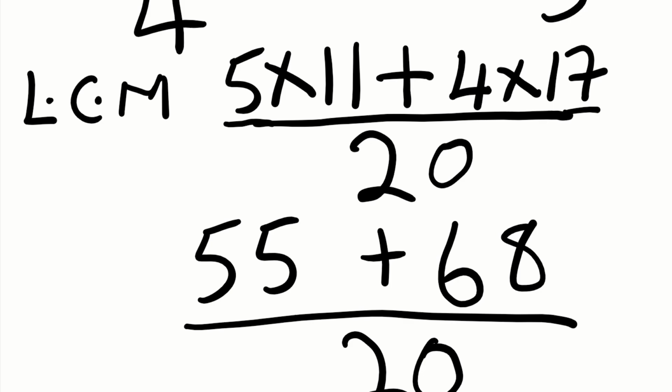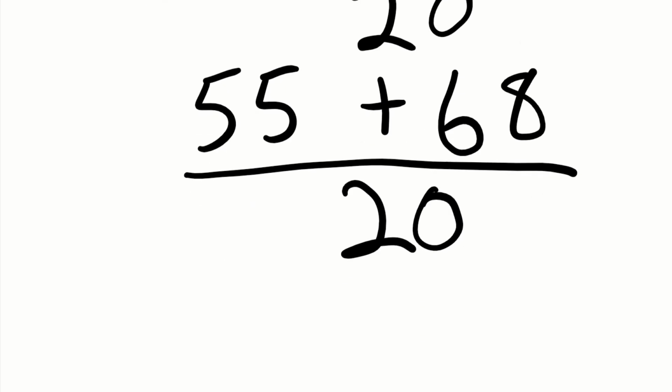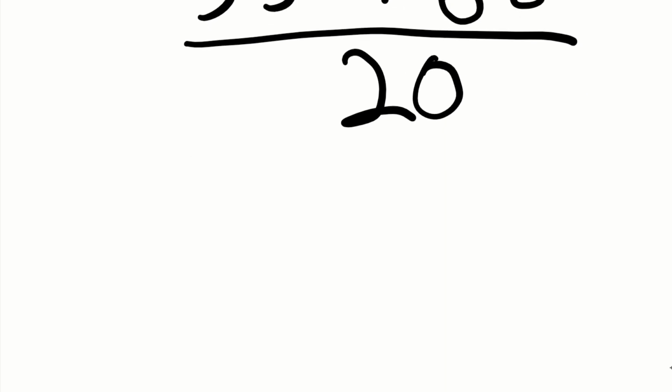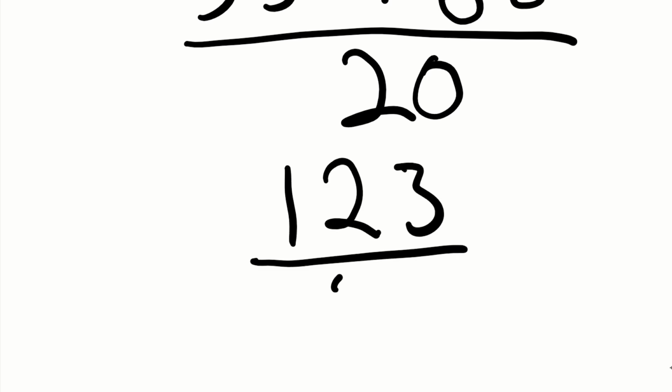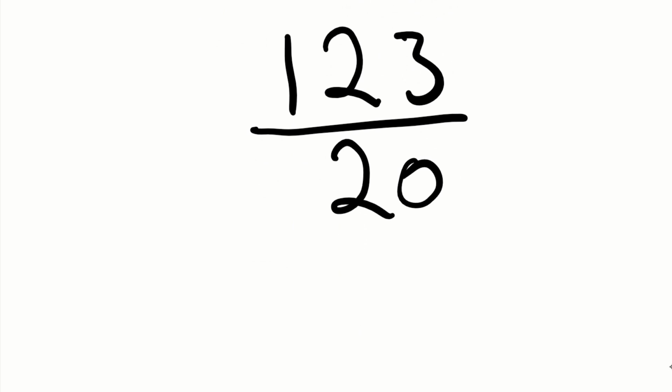So right here, I have 55 plus 68. 55 plus 68, when I add that, it's going to give me 123. 123 over 20, right? 123 over 20. So what do I do here?